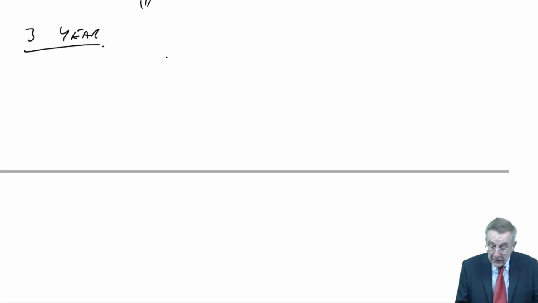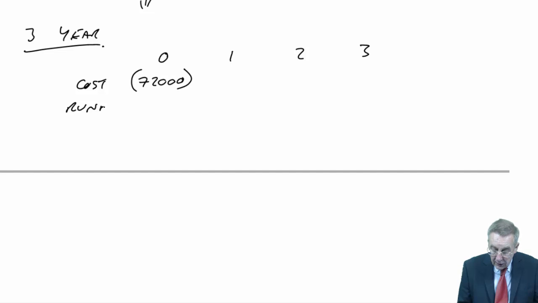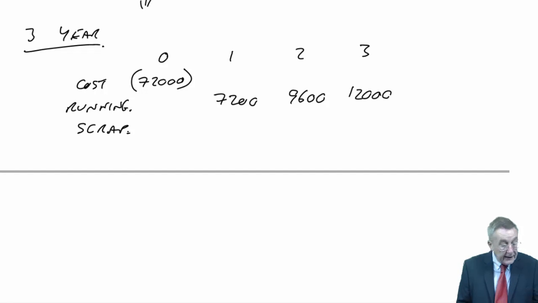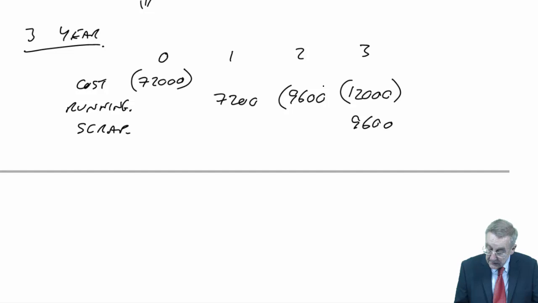Step 1, the present value of the first machine, it's 3 years. So you've got the cost of 72,000. You've got the running costs of 7,296, 12,000. And you've got the scrap, the sale proceeds, at the end of 3 years, we'll get 9,600. Sorry, those were outflows.